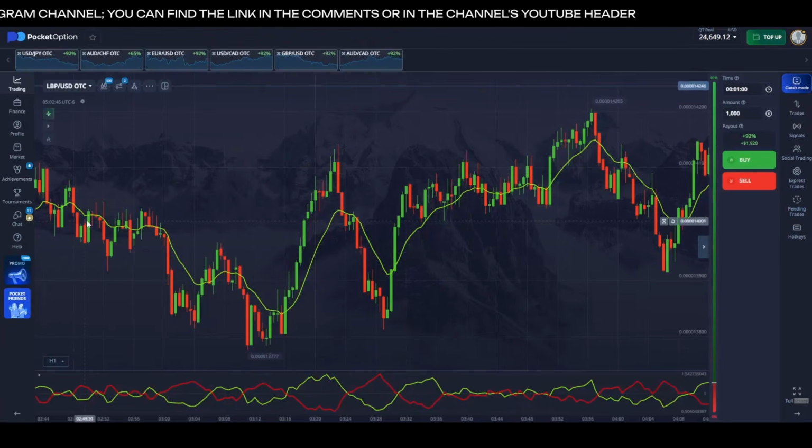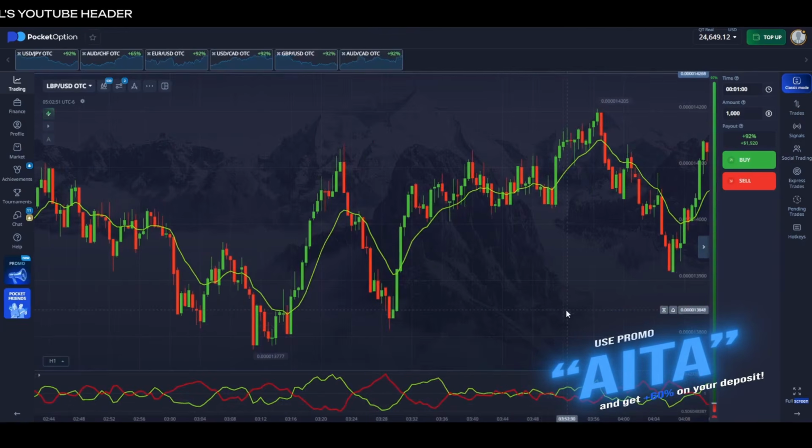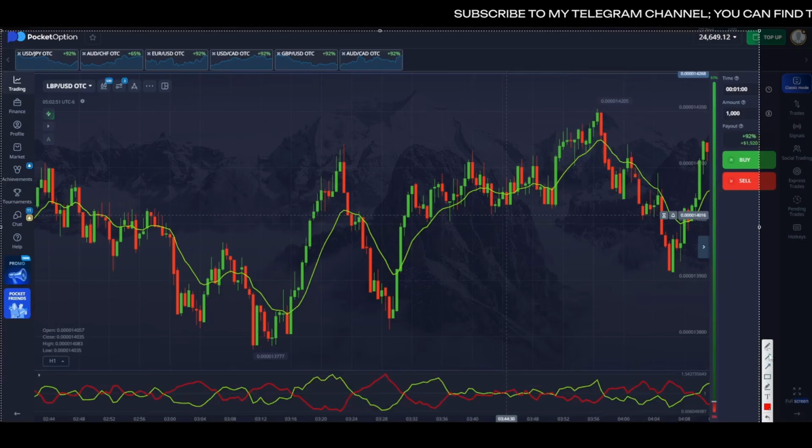As you can see, the strategy consists of a moving average indicator and the vortex indicator. Now, let's break down exactly how to trade using this strategy. Look, it's all very simple and easy. We watch and wait for a crossover on the vortex indicator.